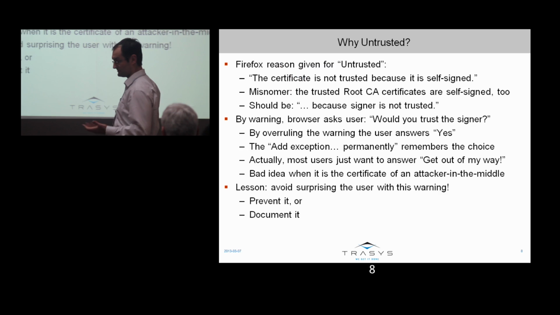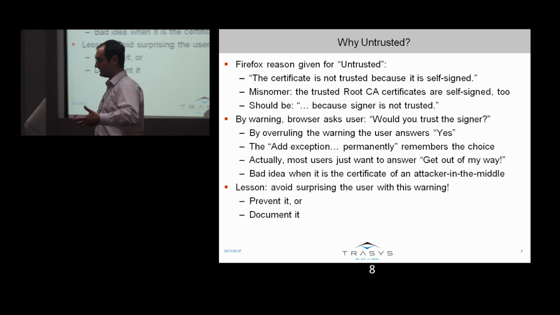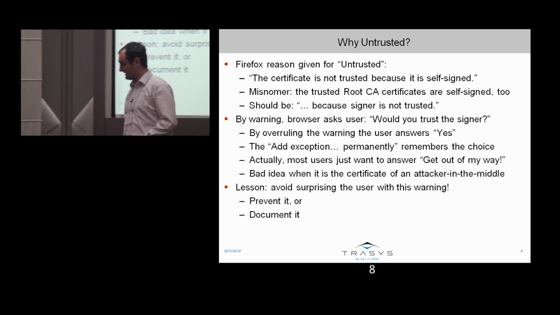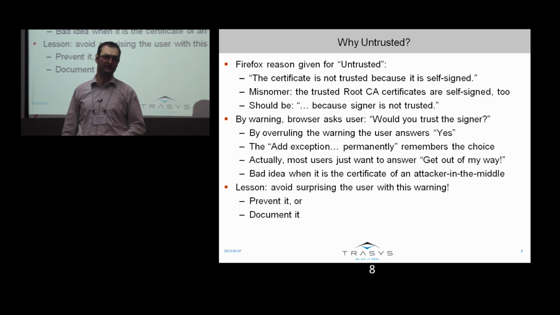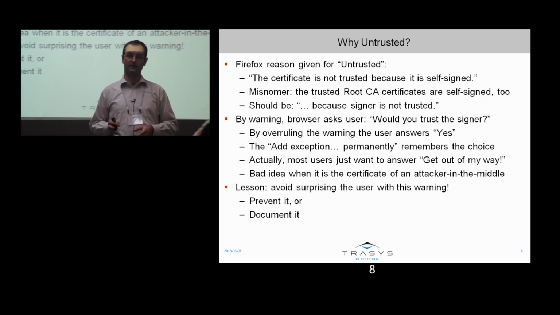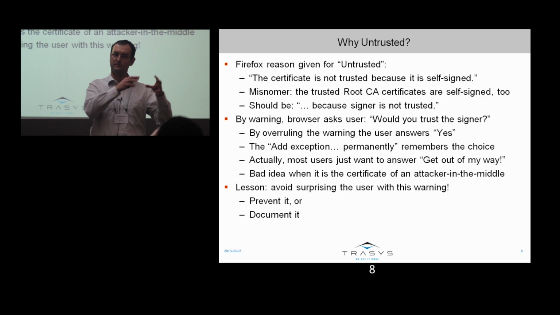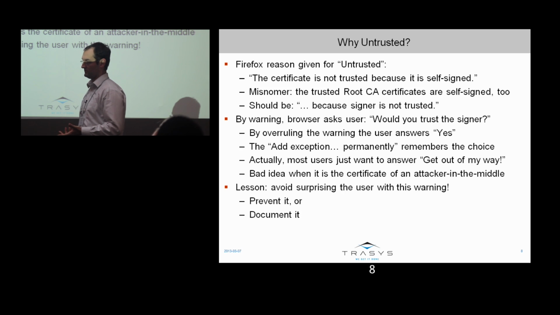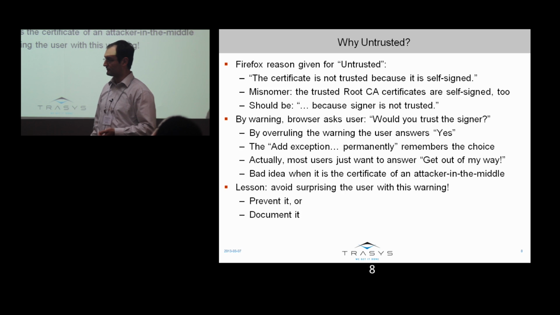Let's see why it appeared in the first place. What's the problem with untrusted? If you dig in a little bit, Firefox will give you a reason, and it will say the certificate is not trusted because it is self-signed. That's a bit of a misnomer, because it's not the self-signedness that's the problem. After all, the browser comes packed with lots of certificates which are guaranteed to be correct by entities represented by other certificates, and it goes up and up and up until you get to a certain number of so-called root CA certificates. And those certificates are self-signed, and we trust them. So it's not exactly the self-signedness that's the problem here with the lack of trust.